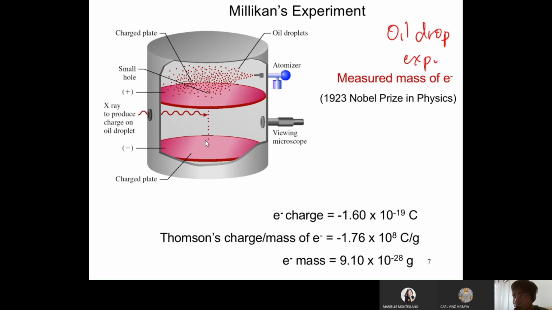By applying voltage dito sa kanyang experiment, dito sa oil drop, pwede niya mapalutang yung droplets ng oil na may electrons. Pwede niya mapalutang yung electron. By adjusting the charges of the plate, lulutang yung particles na may electron. Then by doing some calculus stuff, nakuha na yung charge ng electron and the mass of the electron.